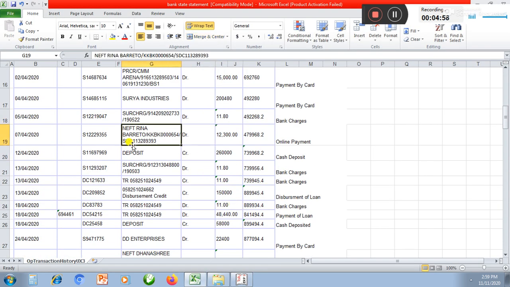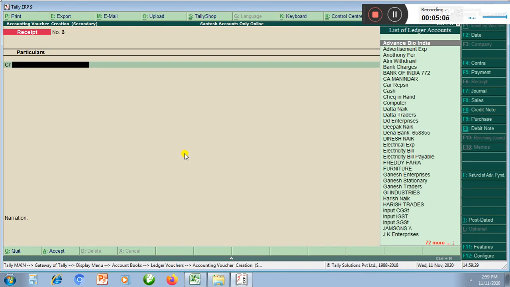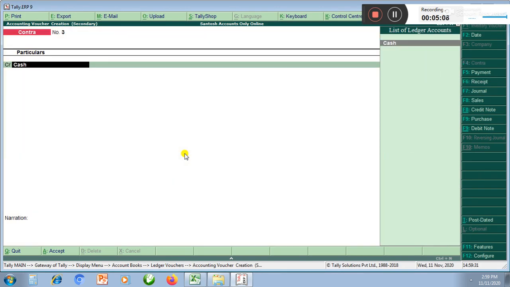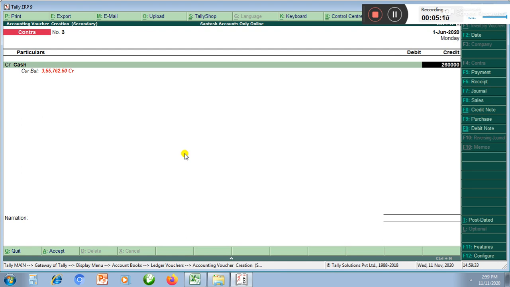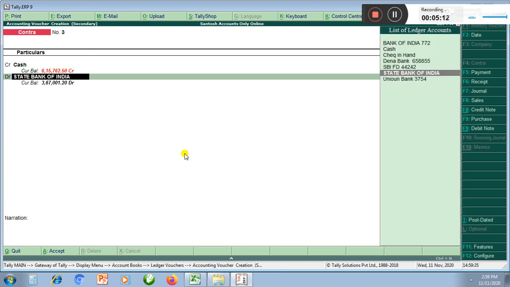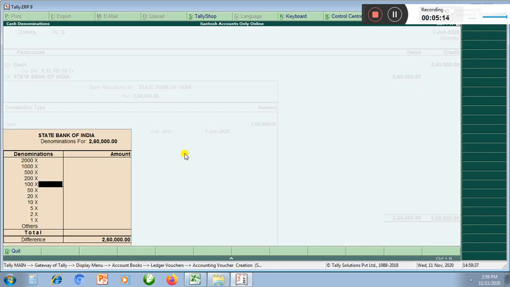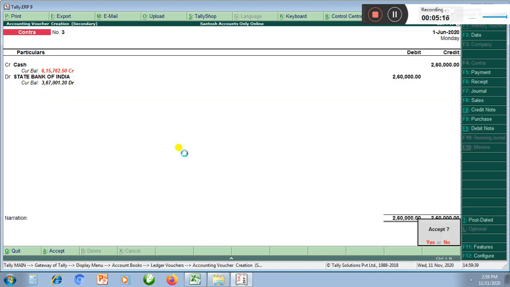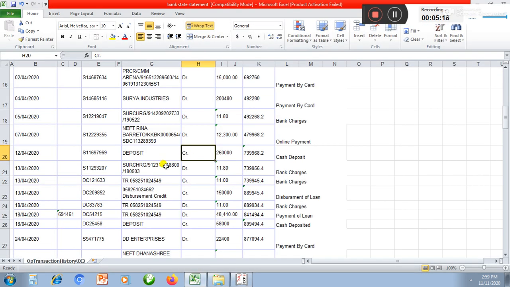Now see here, these are deposits. 2 lakh 60,000 is deposited on this date, 12th of April. This entry I will pass in contra: credit cash 2 lakh 60,000, debit State Bank of India. So your deposit entries you have to pass in contra. Only check clears. Now see this, we have this, it is also TR and so on.